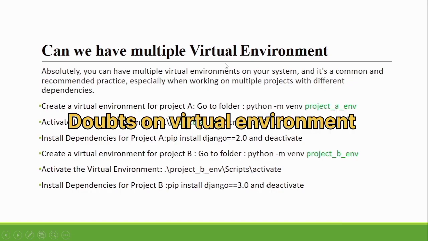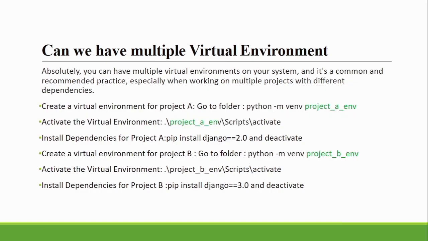Can we have multiple virtual environments? So for every project, can we have a different virtual environment? Yes. If you have 10 projects, you can have 10 virtual environments. If you have 20 projects, you can have 20 virtual environments also. Suppose you have a project A. You will go to the folder of project A. You will create the virtual environment with the help of Python and env, the name of the virtual environment that you want to give. Then you will activate that virtual environment. You will install whichever version of Django you want. You will start working on it and then you will deactivate.